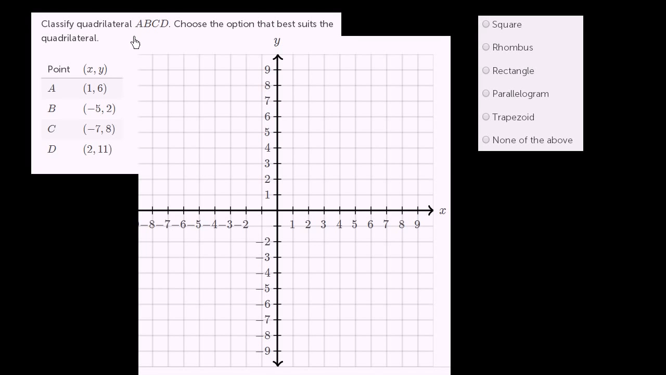Classify quadrilateral A, B, C, D. Choose the option that best suits the quadrilateral. We're going to pick whether it's a square, rhombus, rectangle, parallelogram, trapezoid, or none of the above.